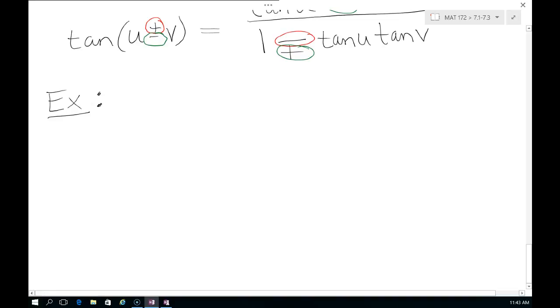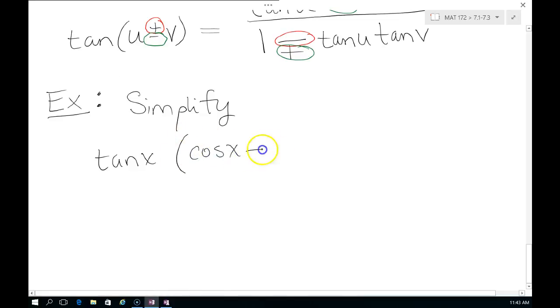So the first one that I'm going to do asks us to simplify tangent of x times cosine x minus cosecant x. Now, in a lot of these simplify problems, you're not only going to be working with trigonometry, but you also have to remember everything you know about algebra. So don't forget all the simple algebra stuff you could do as well.